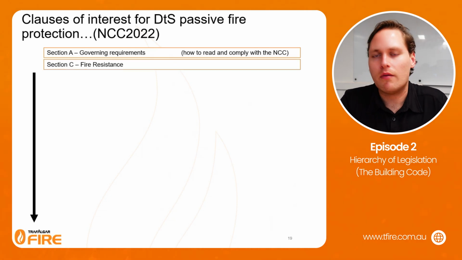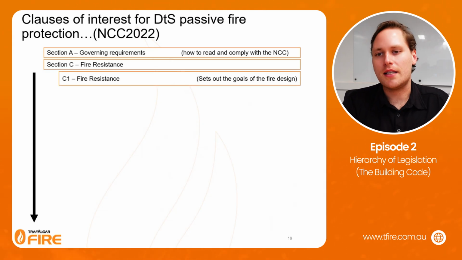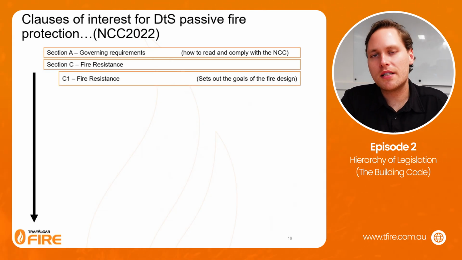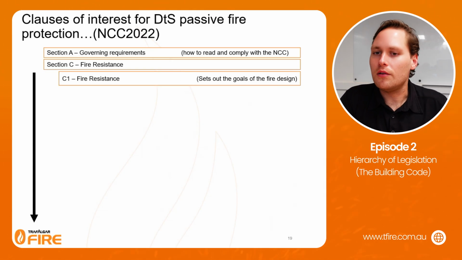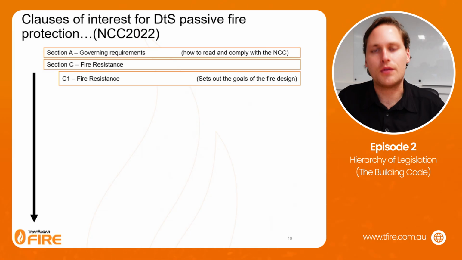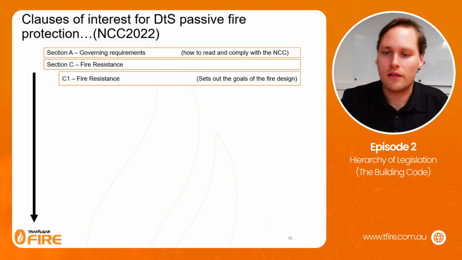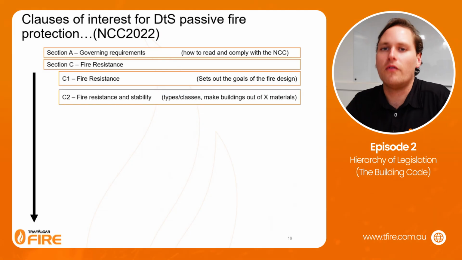Section C is obviously where we're going to spend most of our time, fire resistance. C1 sets out the goals of the fire design. So these are some of the performance requirements. You'll find in here, it'll list things like you can't allow spread of fire between buildings. You can't allow structural collapse due to fire. You can't allow fire spread through fire compartments, that sort of thing. So they're very higher level performance requirements.